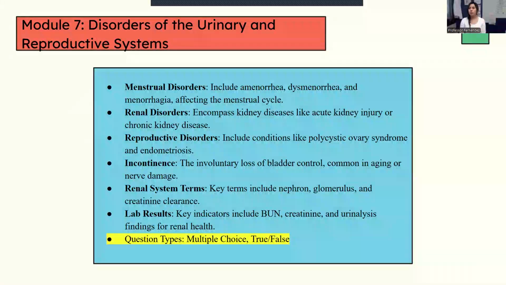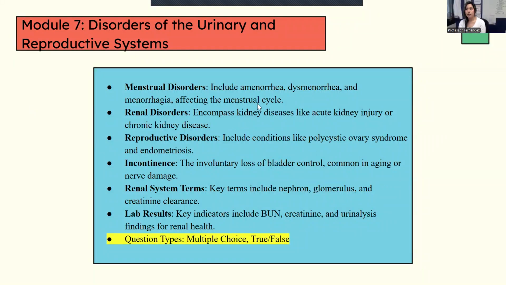Creatinine clearance, so this is a kidney health test. And then make sure you know your lab tests, so checking the blood, the urinalysis, BUN, creatinine, making sure that everything is good for good renal health, pretty much. And these questions would be multiple choice and then true or false. There are 2 true or false, and then the rest are going to be multiple choice.